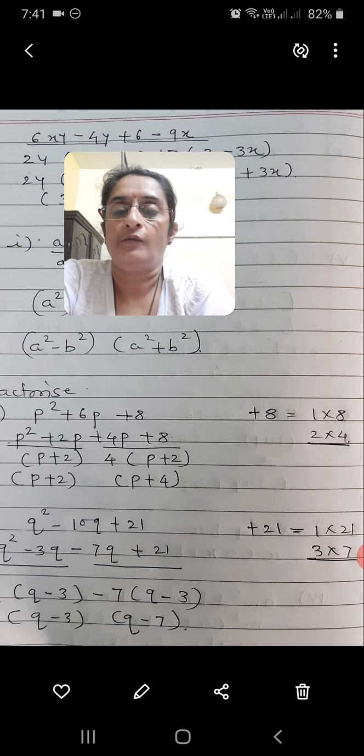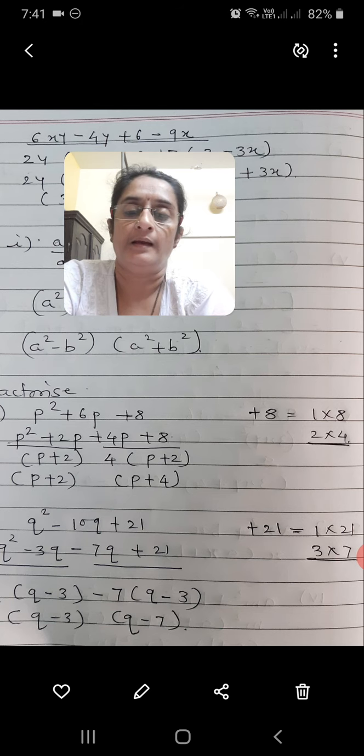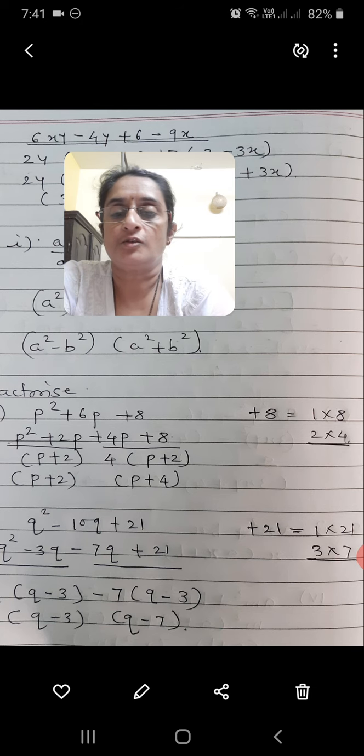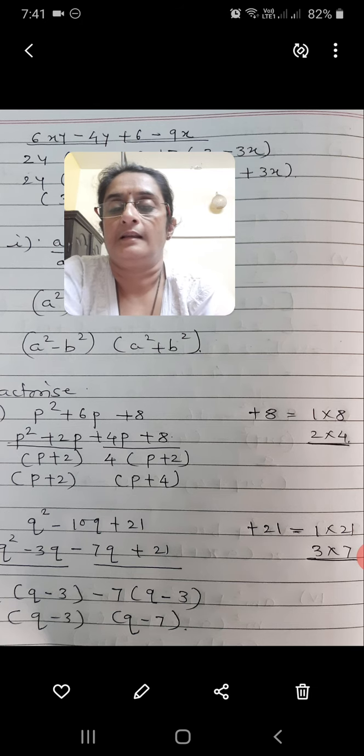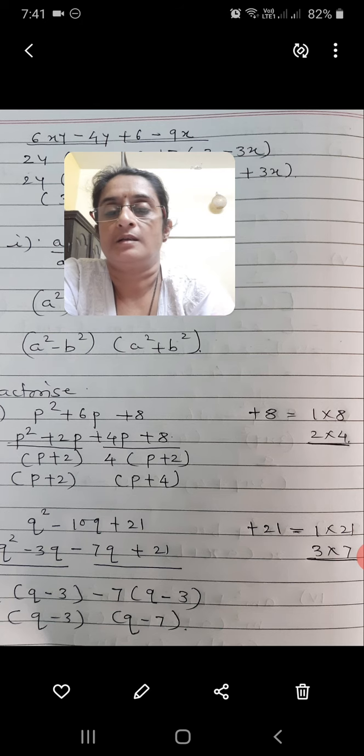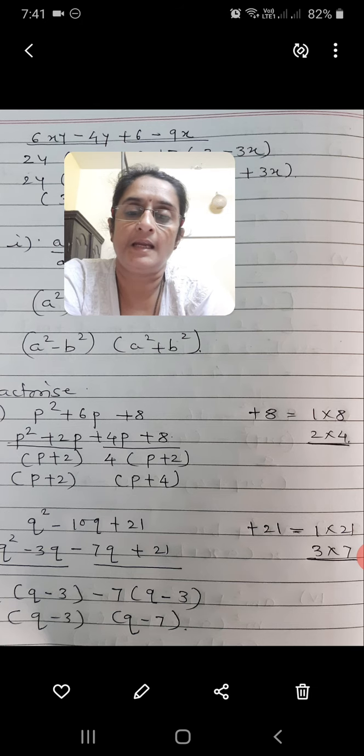Now I have written p square as it is, and the last term 8 as it is. Only the middle term 6p I split into 2 parts, that is 2p and 4p. The value of this expression is not going to change though I split the middle term, because 2p and 4p give us 6p. Now we have 4 terms. Make 2 parts again: p square plus 2p is the first part, 4p plus 8 is the second part.